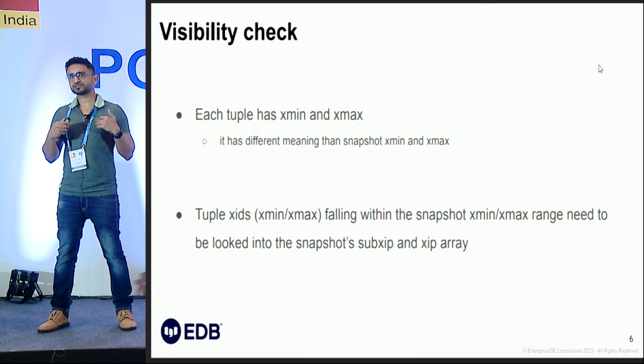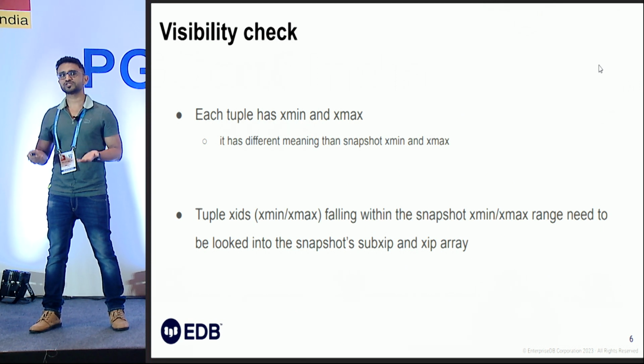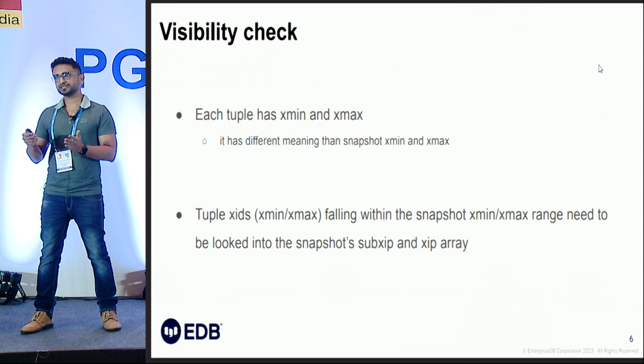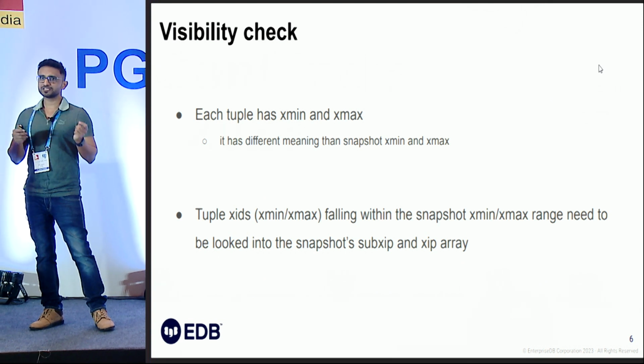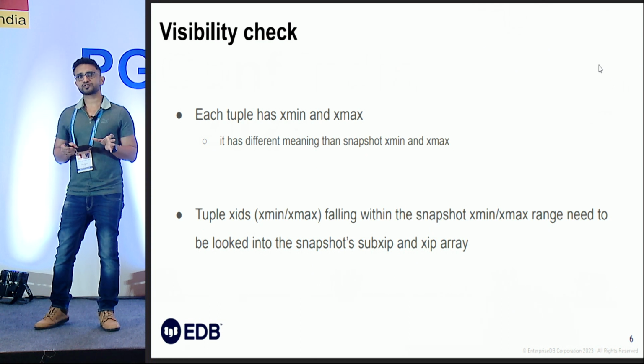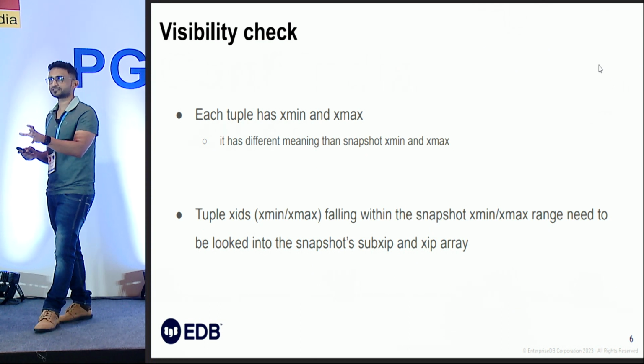Now you are scanning a table. Suppose, for simplicity of understanding, we say we are doing a sequential scan. We are scanning pages, and in pages, we are scanning tuples. For each tuple, we need to identify whether it is visible to us or not. Each tuple in PostgreSQL is marked with xmin and xmax.